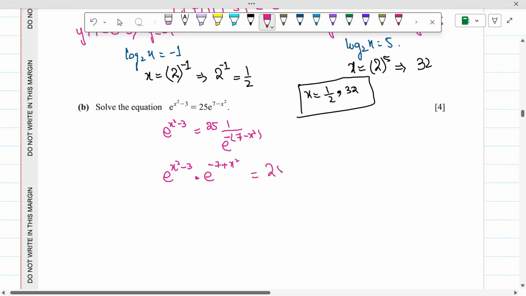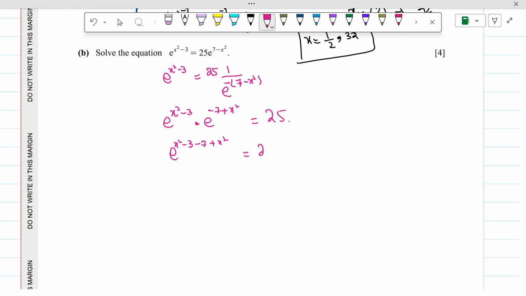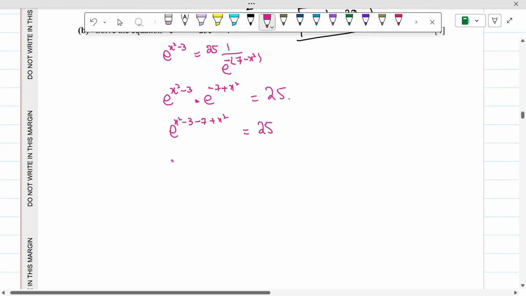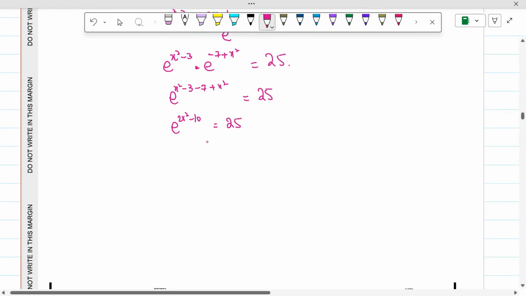is equal to 25. By using the power rule, we know that when there is a multiplication and the base is same, the powers will be added up. So exponential of x square minus 3 minus 7 plus x square is equal to 25. So further solving, we will have exponential of 2x square minus 3 minus 7, which is minus 10, is equal to 25. To solve this one, we will take ln both sides. So we will have 2x square minus 10 ln e is equal to ln 25.